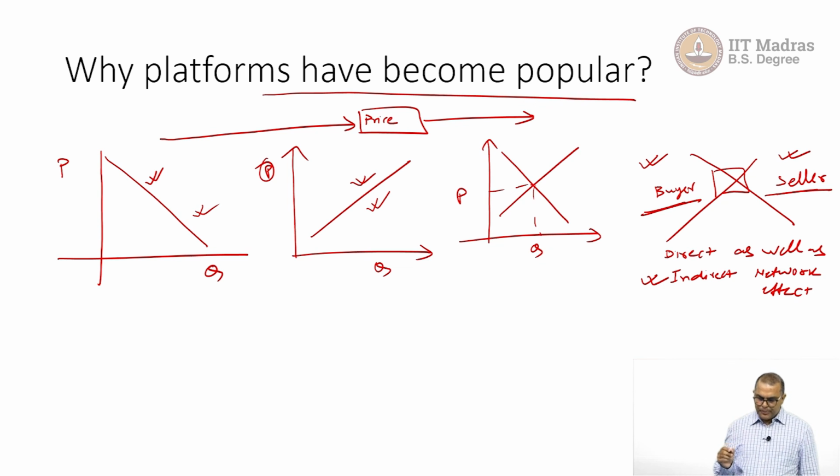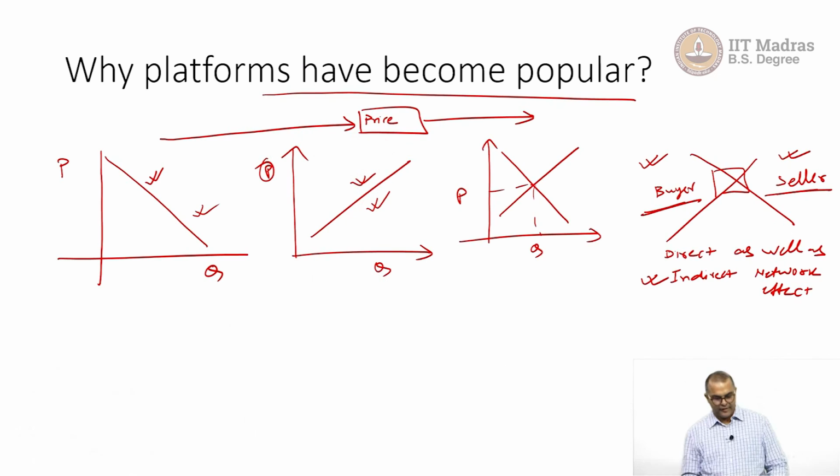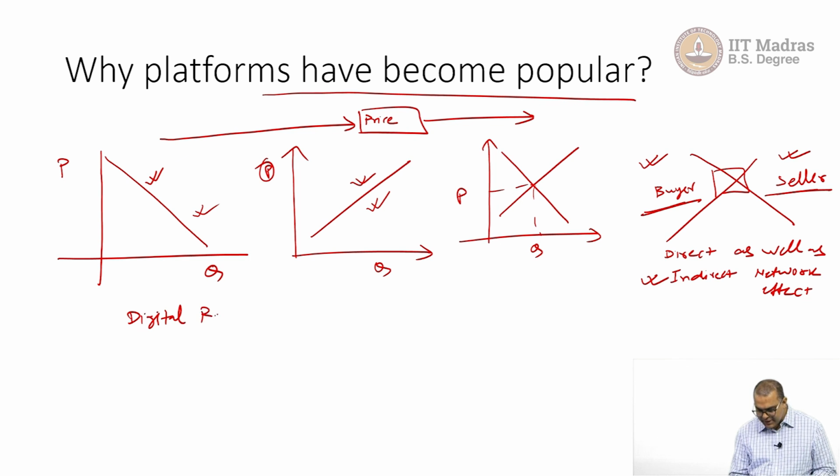Another thing that we should pay attention to is why platforms have become popular. As I already said, it's not like platforms are a new thing. They have existed. Newspapers are platforms. They have existed for 250, 300 years. I may be a bit off, but that's the ballpark, one can say. But why suddenly is everyone talking about platforms? What is so different? So we can say the digital revolution has played a very, very important role.